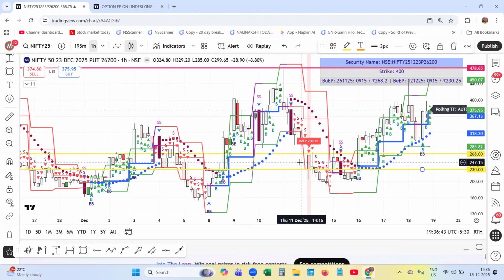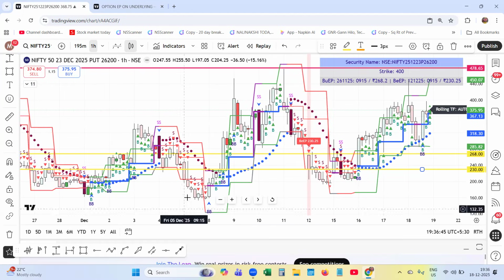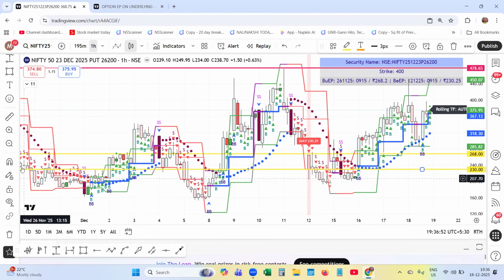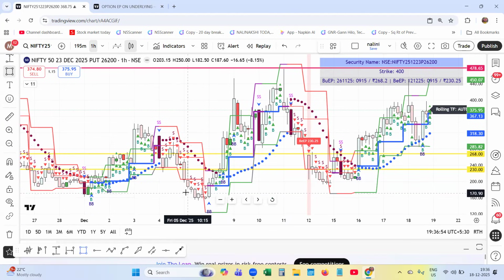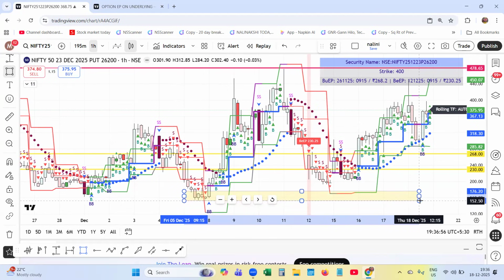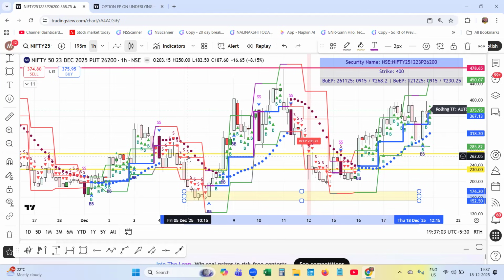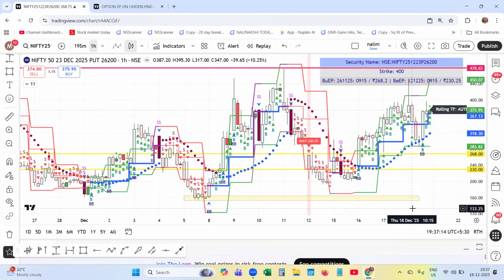On 5th December itself, the market started and hit the low. At that time, this was the low formed on the put option. On the 26,200 put option on 5th, when the market hit the high towards the EP 26,200 level, the put option made a low of 164. This is your watch level.